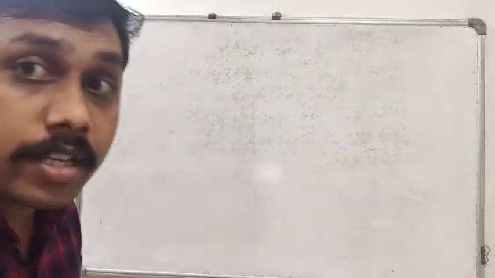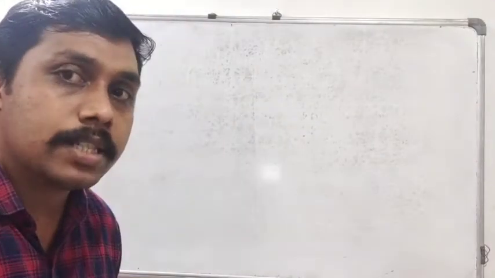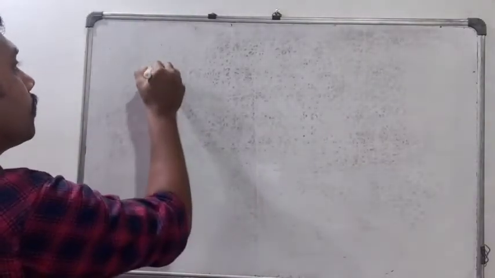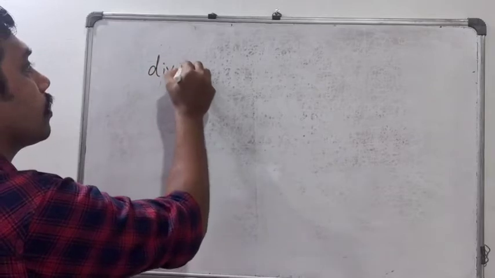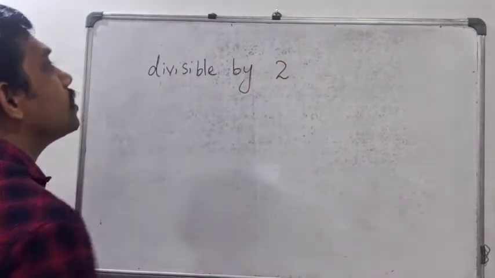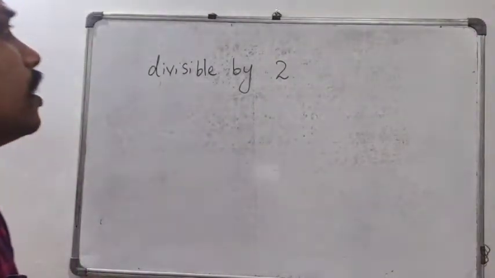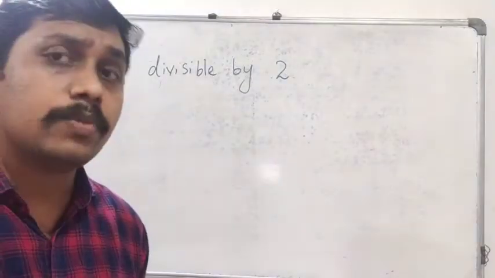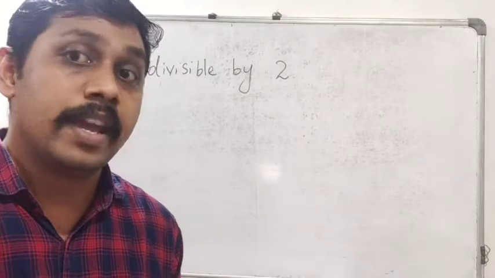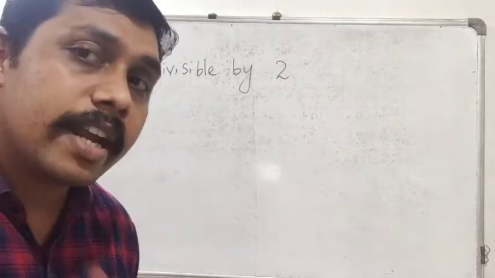Divisibility of 2. What are the numbers that can be divided by 2? The numbers which are divisible by 2. It is very simple. Even numbers can be divided by 2. So we know what are even numbers.